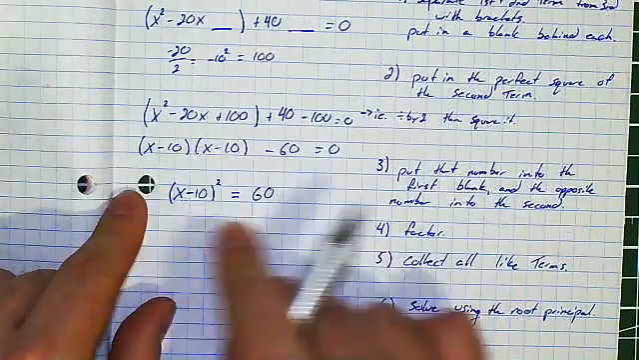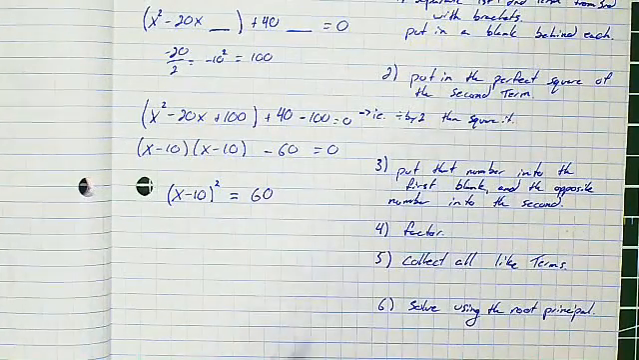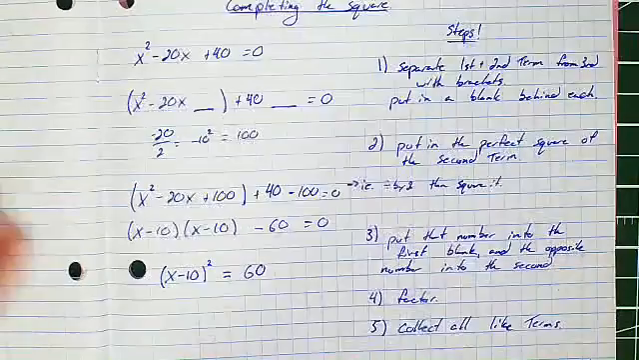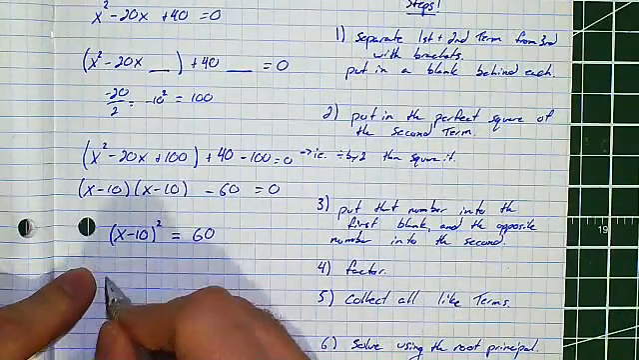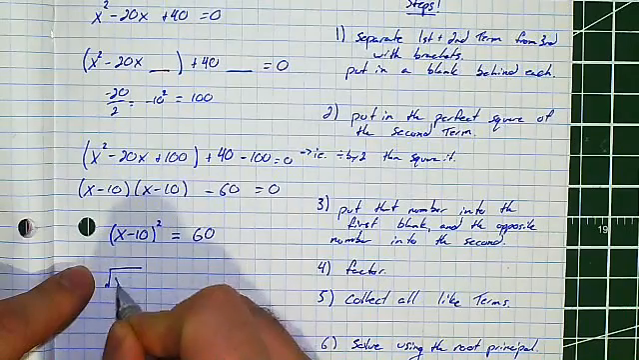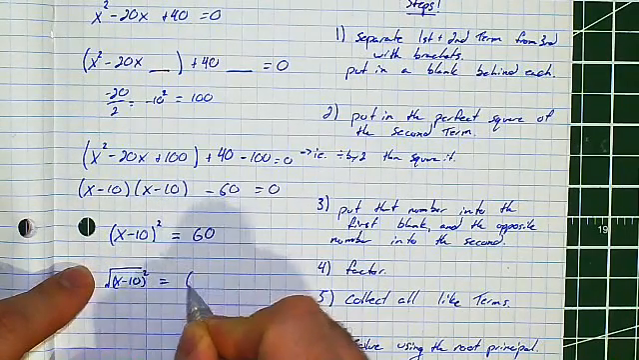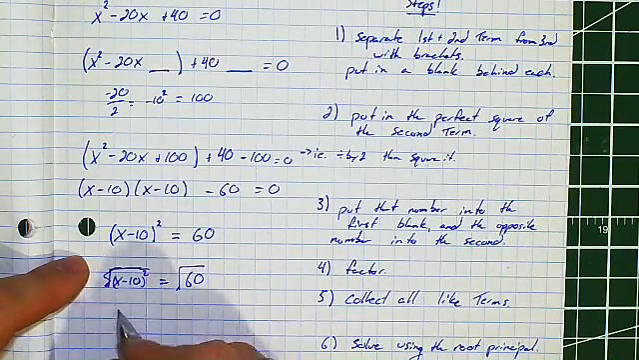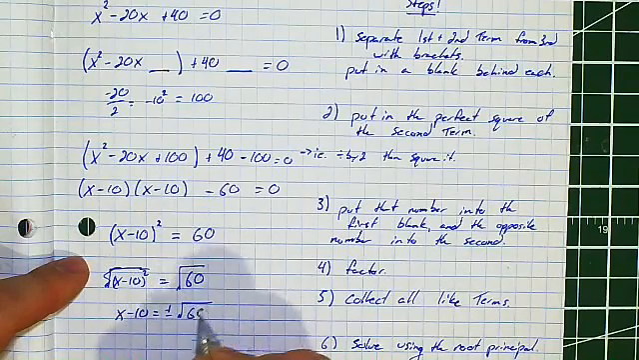Now we're going to solve it based on the principle we just talked about earlier on, where we basically take the square roots to solve your quadratics. So you notice that this is squared, and I have 60. So I can take the square root of both sides, and when I do that, I'm going to be left with x minus 10 equals plus or minus root 60.